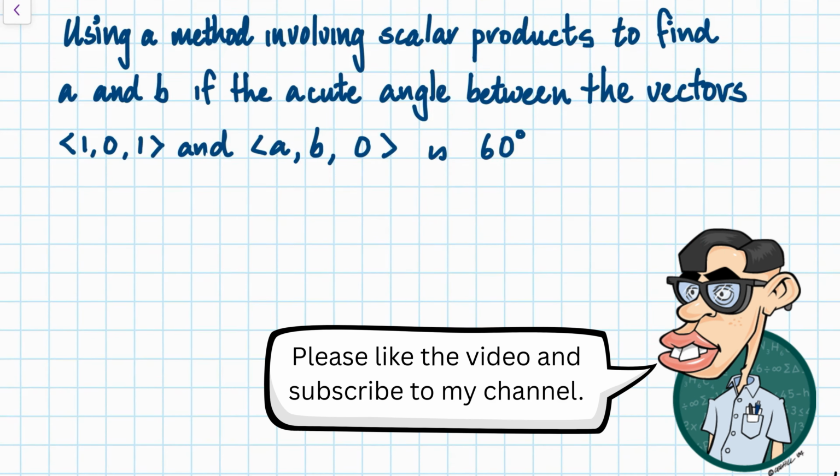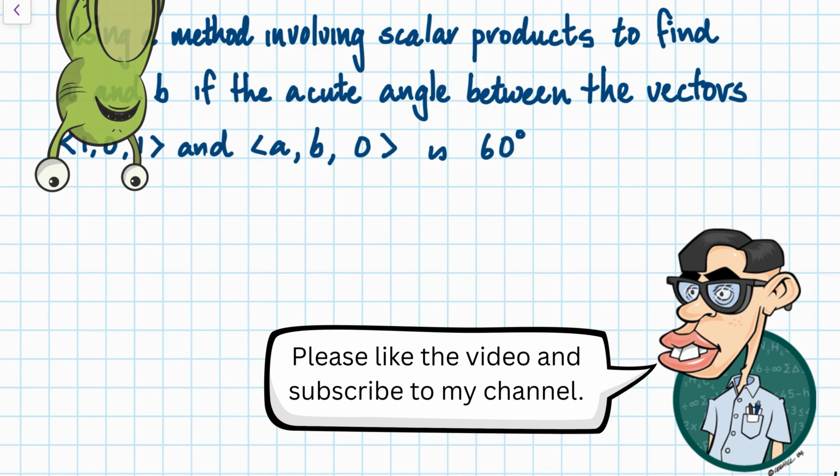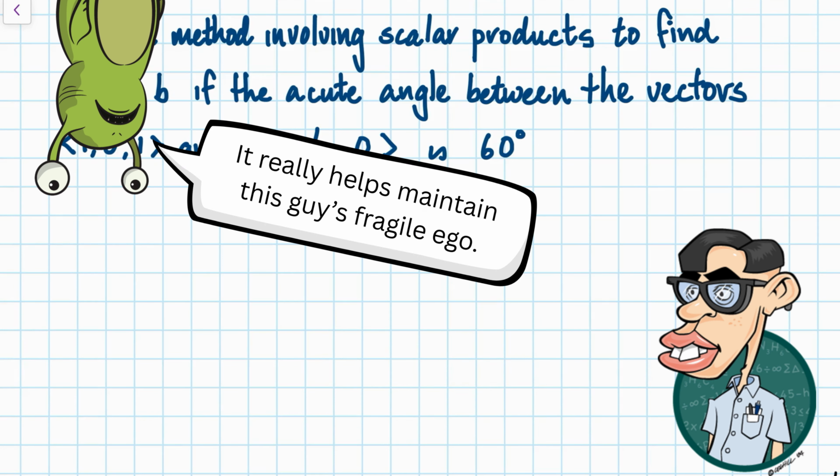G'day guys, we've got another vector question here for you today, where we're asked to use a method involving scalar products to find a and b if the acute angle between the vectors (1, 0, 1) and (a, b, 0) is 60 degrees.